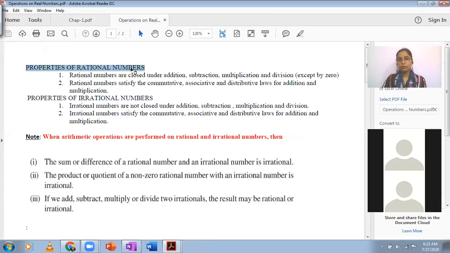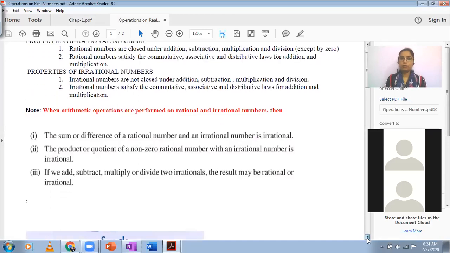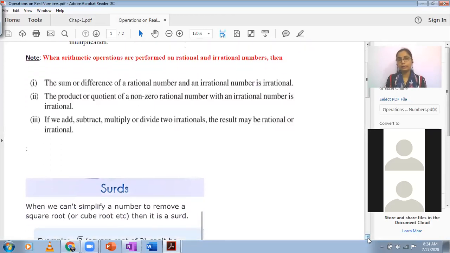So properties of rational numbers, which you've just done last year, and properties of irrational numbers, which we will actually be observing while we deal with irrational numbers. Now, what happens when we combine the two? If we combine rationals and irrationals, we get the set of real numbers. Now if we are working on real numbers, we have these results. If you try to add or subtract a rational and irrational number, the answer will be irrational.